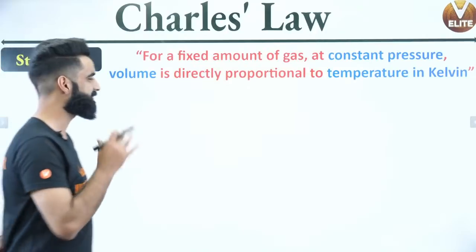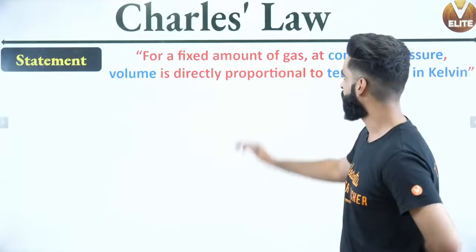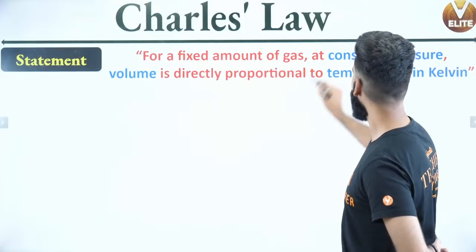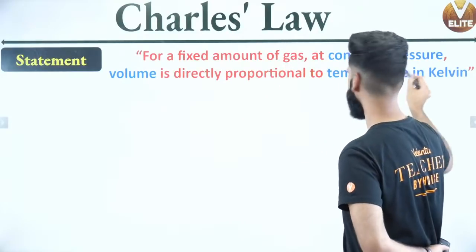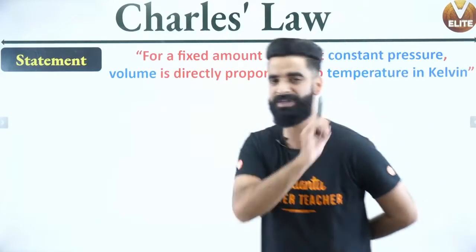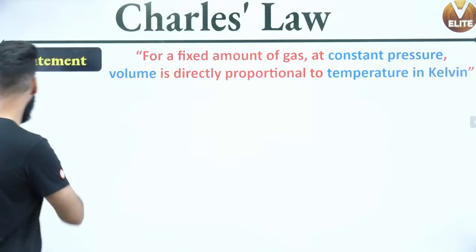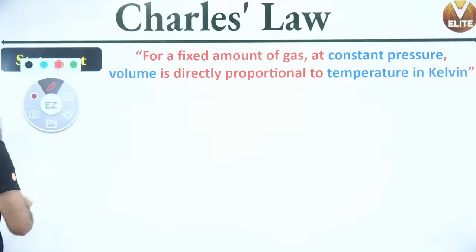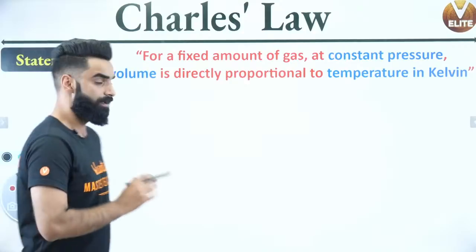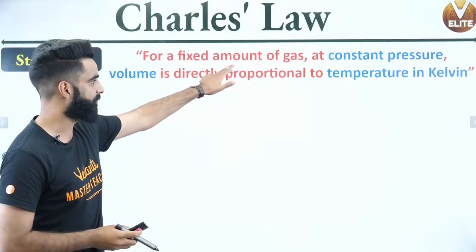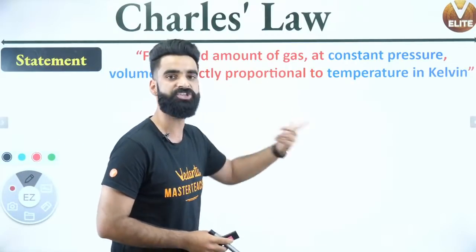See, guys, as far as its statement is concerned, you can have a look. For a fixed amount of a gas at constant pressure, volume is directly proportional to the temperature in Kelvin. This is the simplest statement of Charles' law. Let's try to understand this a bit more in detail. As per Charles' law, for a fixed amount of gas at constant pressure, volume is directly proportional to the temperature in Kelvin.